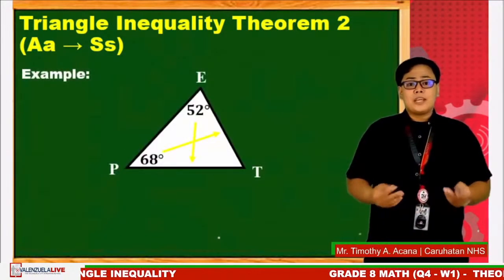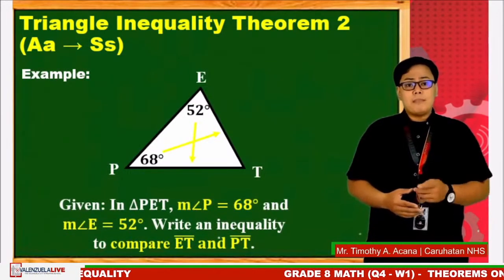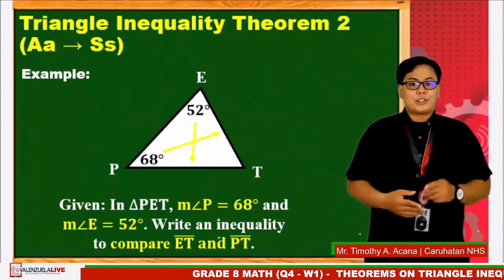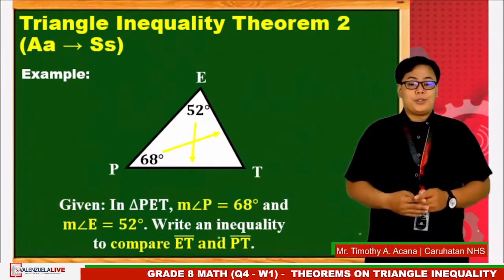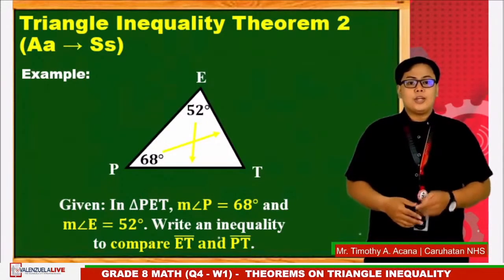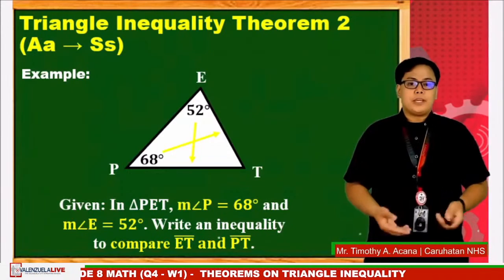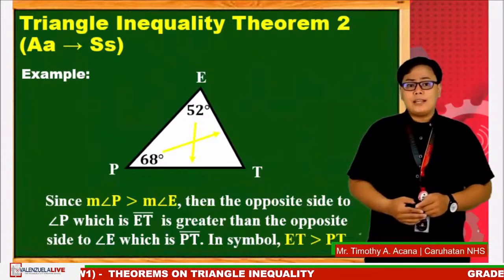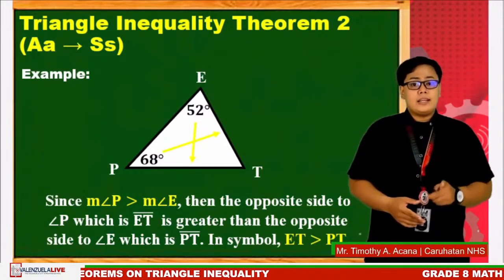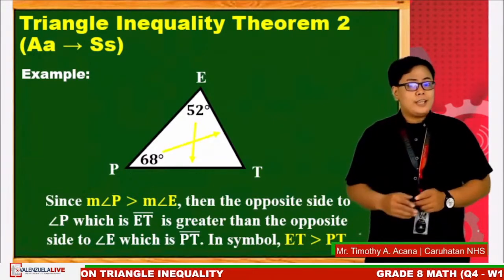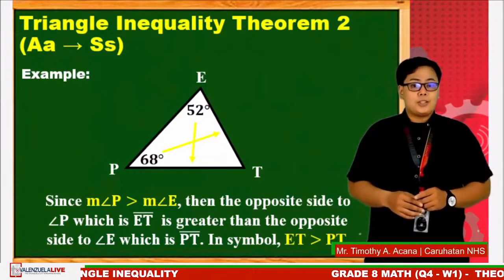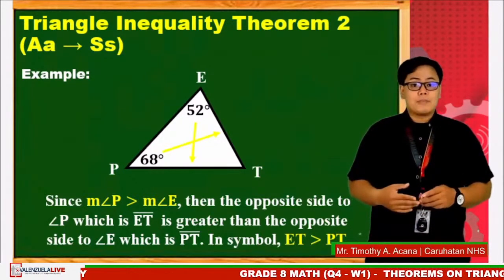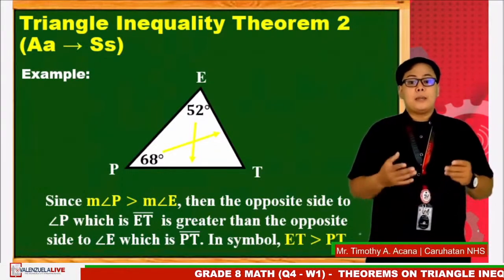Example: given in triangle PET, the measure of angle P is equal to 68 degrees, and the measure of angle E is equal to 52 degrees. Write an inequality to compare side EP and side PT. Since the measure of angle P is greater than the measure of angle E, then the opposite side to angle P, which is EP, is greater than the opposite side to angle E, which is side PT. In symbol, we have side EP is greater than side PT.